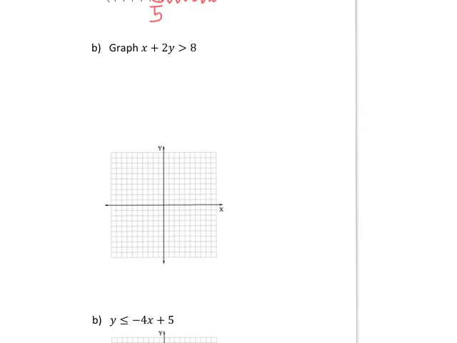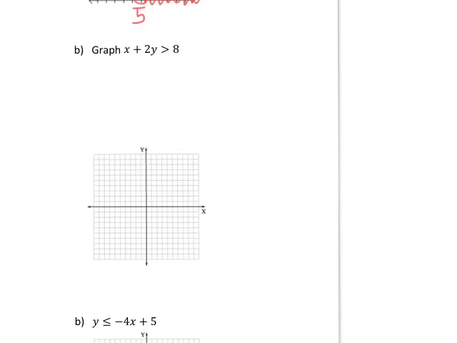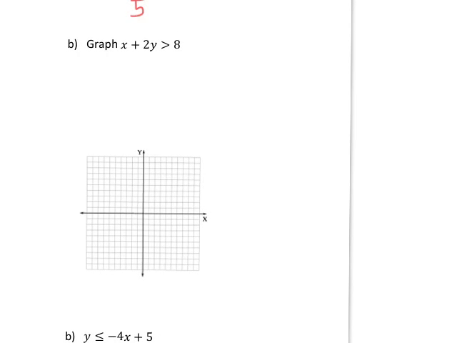Okay, B, just like the second one that we practiced, is not in slope-intercept form. So I need to put it in slope-intercept form, meaning I need to get y by itself. So I need to get rid of my x term, so I'm going to subtract x over to the other side. So I have 2y is greater than 8 minus x. What number is in front of x right now? The imaginary 1, the negative 1 there.